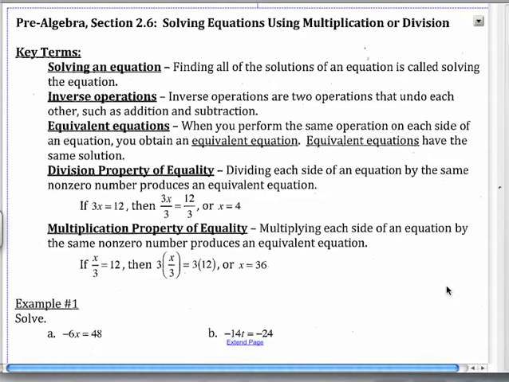Okay, guys, a few things here. Last time we did solving equations with addition and subtraction. Today we're going to use multiplication or division. All right? Now, solving an equation, you know what?